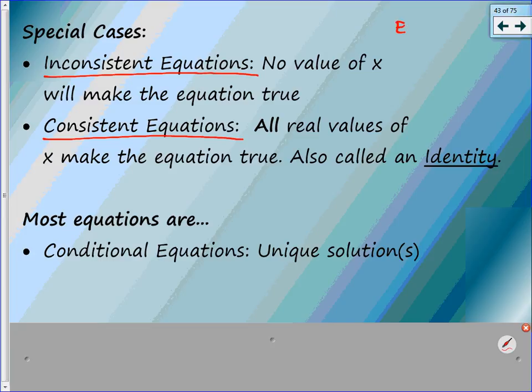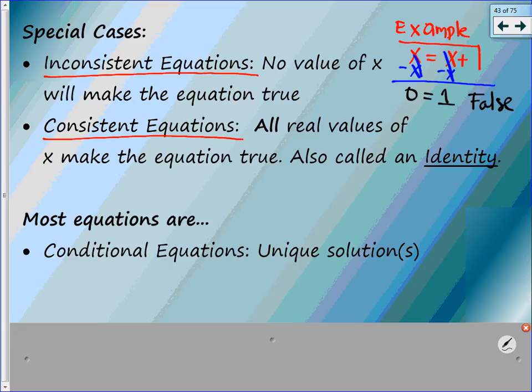For example, x equals x plus 1. That is an example of an inconsistent equation. The reason it is inconsistent is because if I solve that, I would subtract x from both sides and I would get 0 equals 1. Does 0 equal 1? No. So this is false.